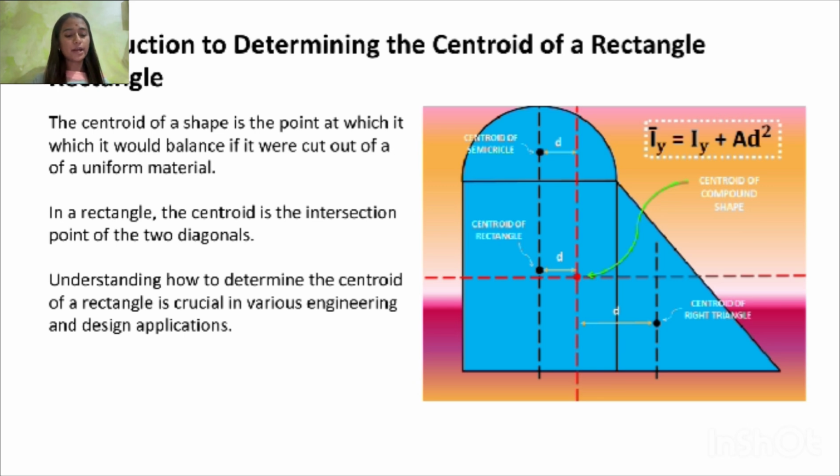Understanding how to determine the centroid of a rectangle is crucial in various engineering and designing applications. And there is a formula for this: I bar y is equal to I y plus A d square. This is the formula. And in the diagram, we can see the centroid of a semicircle, centroid of a rectangle, centroid of a right triangle, centroid of a compound shape.